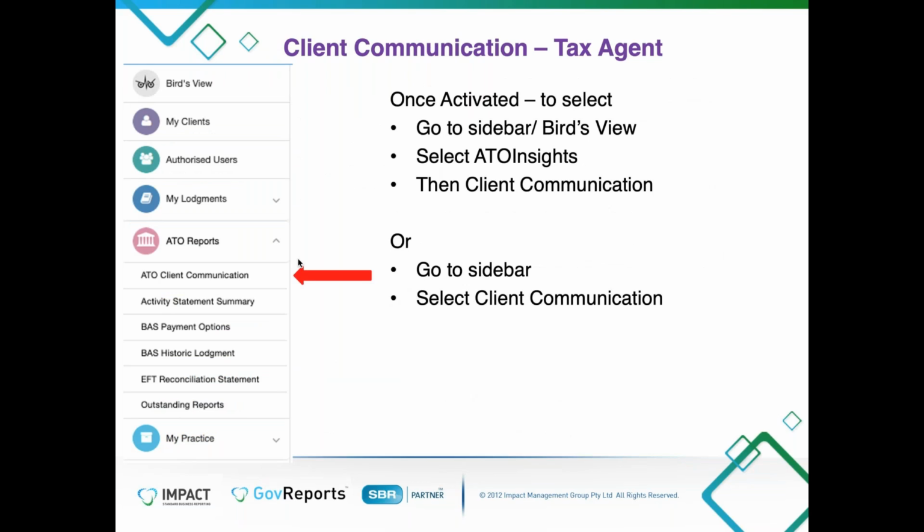And every time that I use GovReports, it is wonderful that I know there's more than one way for me to find something. So once I know what I'm doing, I can very easily find what I'm looking for. It's the same with the client communication. You can do it through the ATO Insights screen, go immediately to the client communication, or you can do it from the sidebar and just click on ATO client communication.